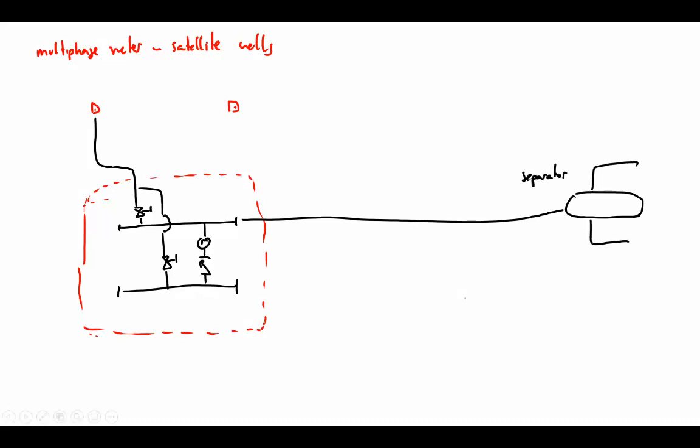So with satellites, you have just one flow line. This can be a jumper. In this case, it is connected to this manifold template, and from there you can split. You have two headers. You still have the production and the test header. When you want to put it into test, you send it to the test header. Then it goes through the meter and back into the production header.